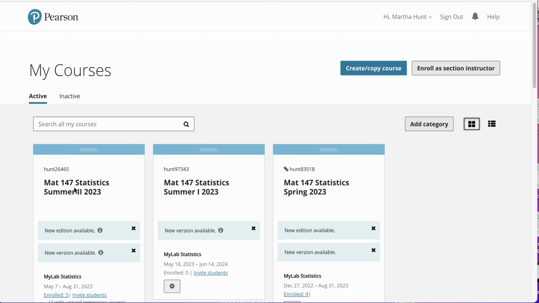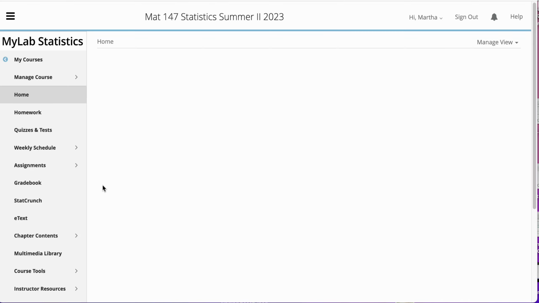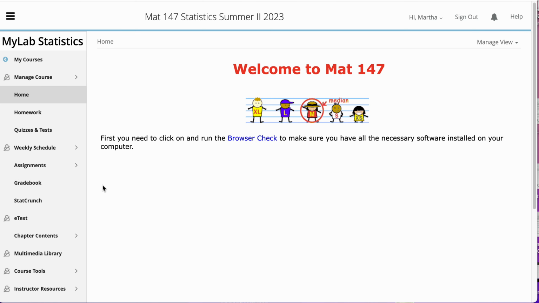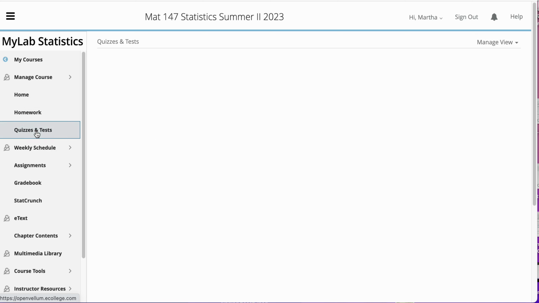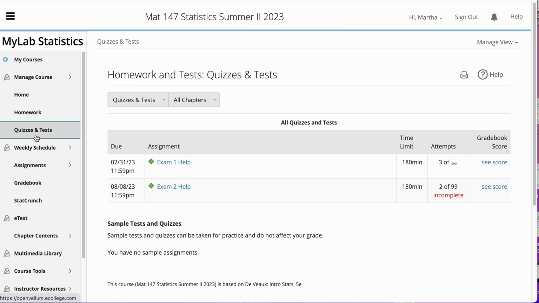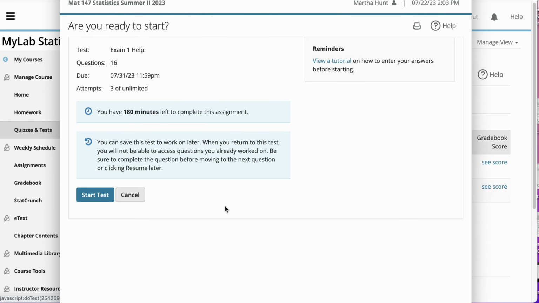MyMathLab. So you have to sign into MyMathLab. You have to pick our course. And once you're on the home page, what you want to go to is quizzes and tests. And I have two exam help for you. Let's look at exam 1 help. And it brings you right to the page, and you can just start the test.